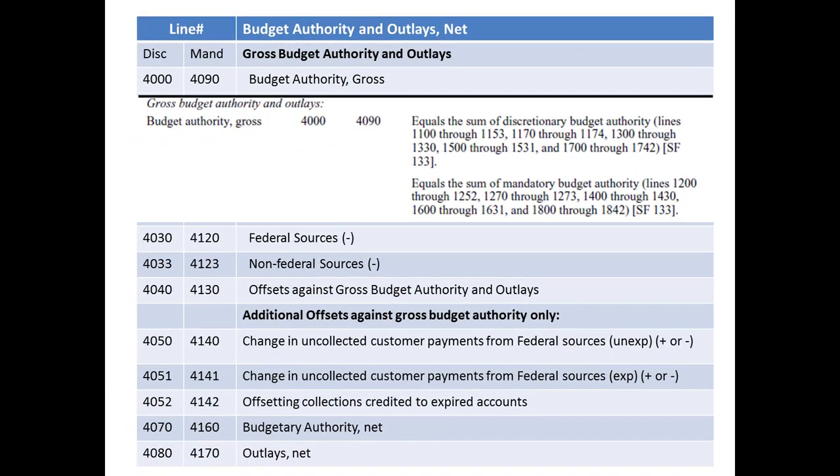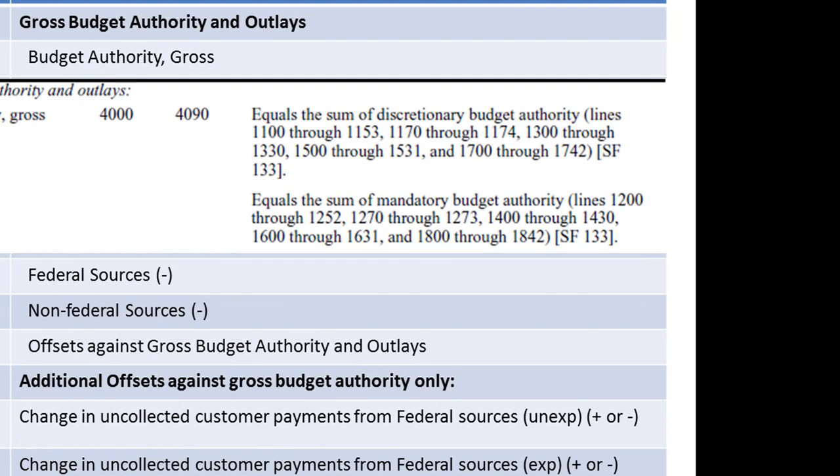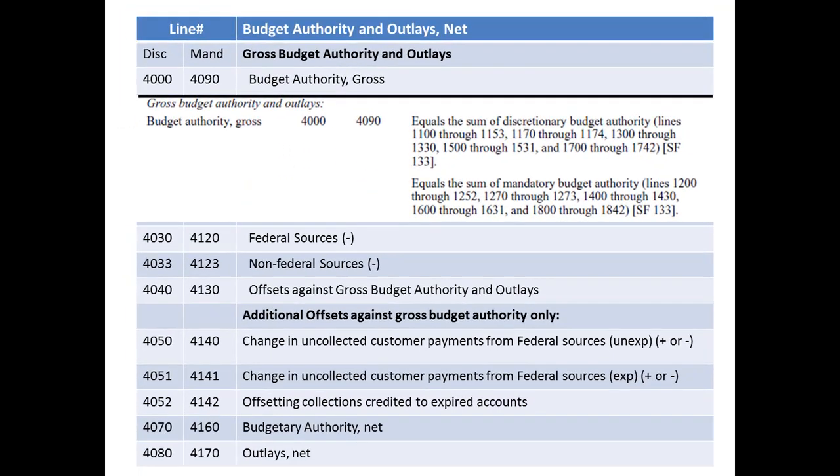All mandatory budget authority is added together on line 4090. Note that this amount equals the sum of mandatory budget authority on the 1200 lines, appropriations, and the 1800 lines, spending authority from offsetting collections. 1400 lines are borrowing authority and 1600 lines are contract authority.